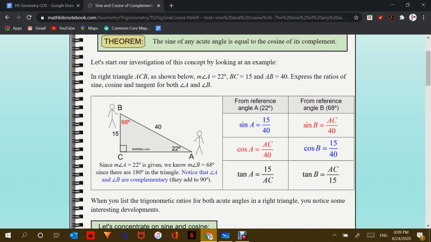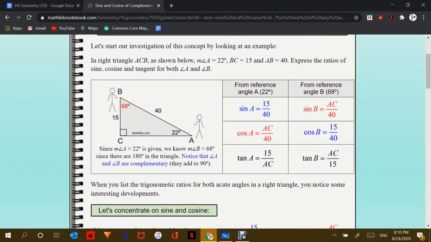So let's look at this example. Sine of A is 15 over 40 because sine is opposite over hypotenuse. Cosine of B is 15 over 40 because it's adjacent over hypotenuse. Cosine of A is adjacent over hypotenuse, so AC over 40, and sine of B is opposite over hypotenuse, which is AC over 40. So you can notice that sine of A is equal to cosine of B, and that sine of B is equal to cosine of A.